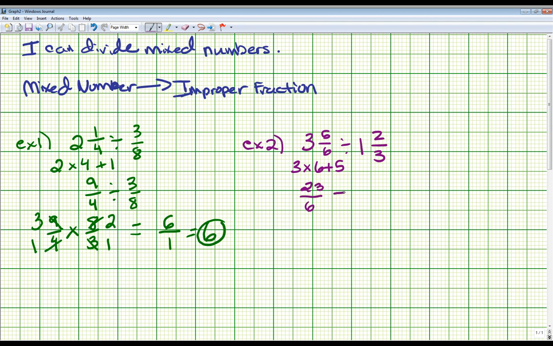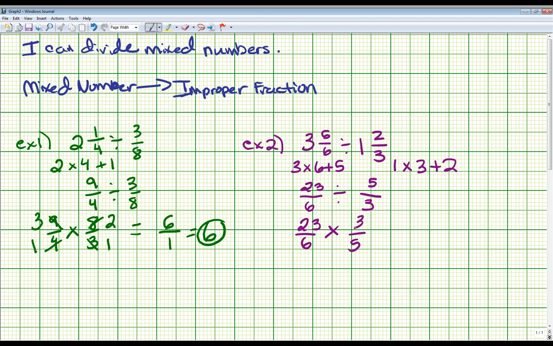Go ahead and keep my division sign. Whole number times denominator, add the numerator. 1 times 3 plus 2. 1 times 3 is 3. Add 2 more would be 5. So we have 5/3. So now we'll same, change, flip the fraction. Keep the 23/6. Change the sign and flip the second fraction.